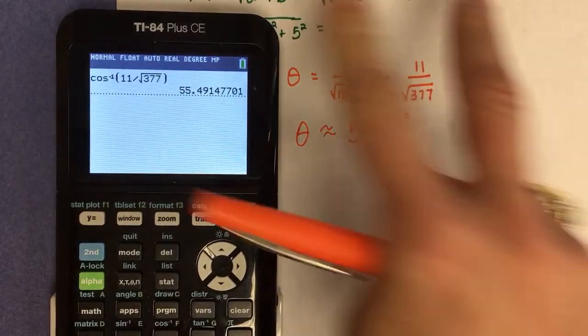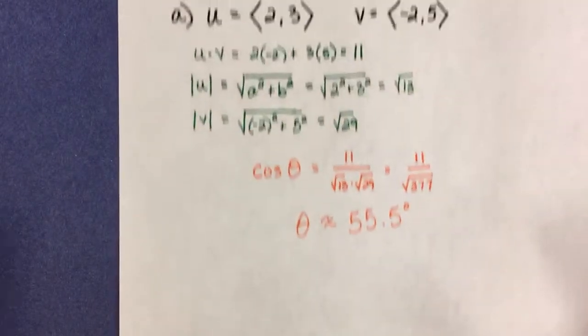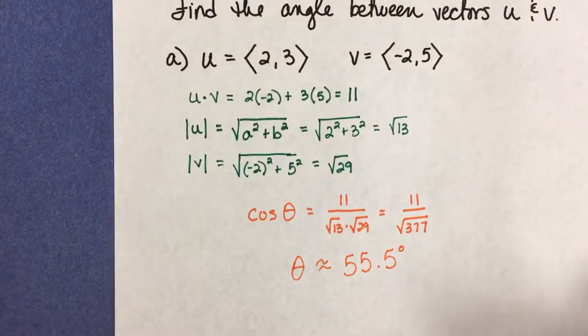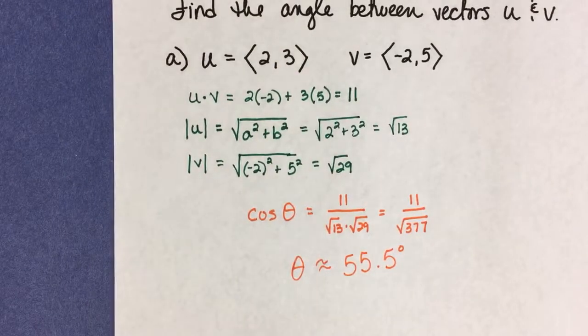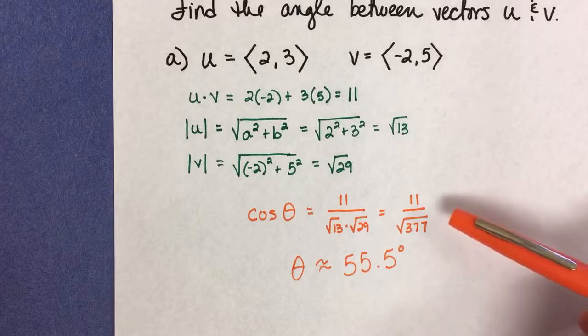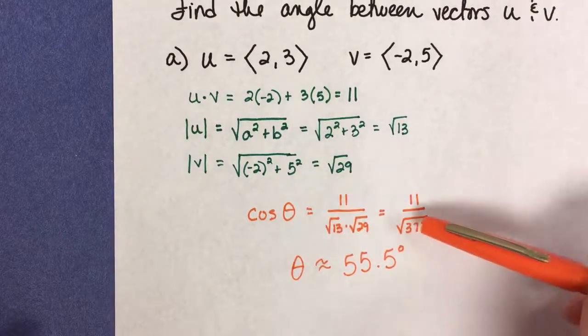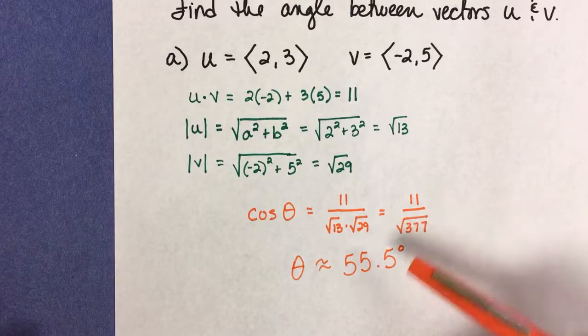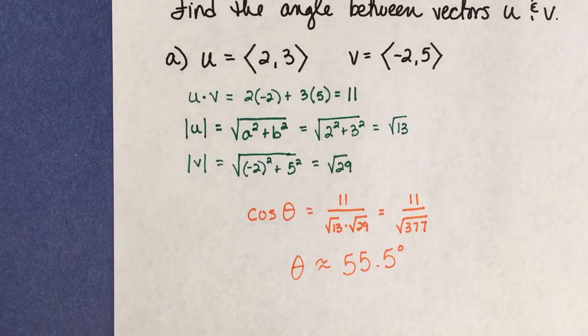55.5 degrees. So if you wanted to do a sketch and you were to draw these two vectors on the same coordinate plane, then the measurement that you're going to have between those two vectors would be about 55.5 degrees. Now, since this is a positive value, cosine's positive in the first quadrant, so that's why your answer here is somewhere between 0 and 90.